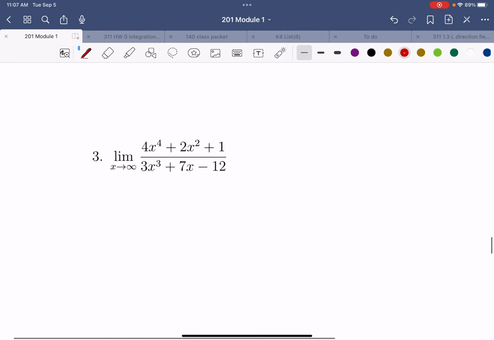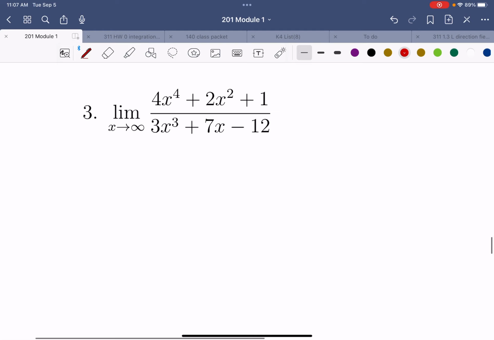And our last one. Again, this one's also going to give you infinity over infinity. So I want to clear one of those leading terms. I've got an x to the 4th and an x cubed. I'm going to go with the x cubed.